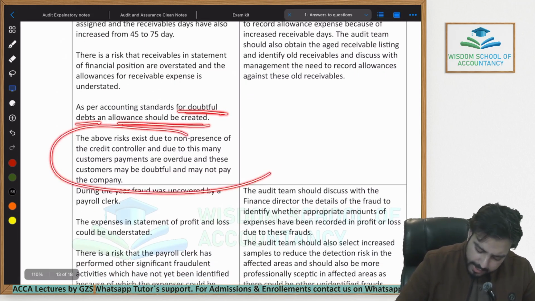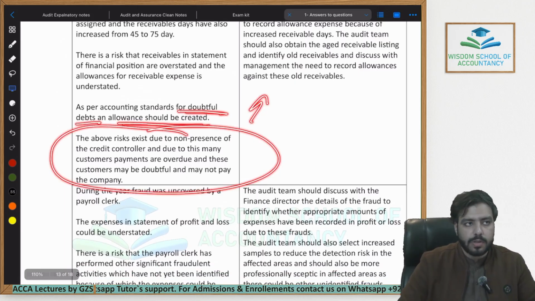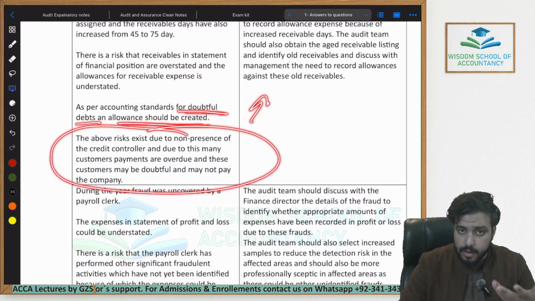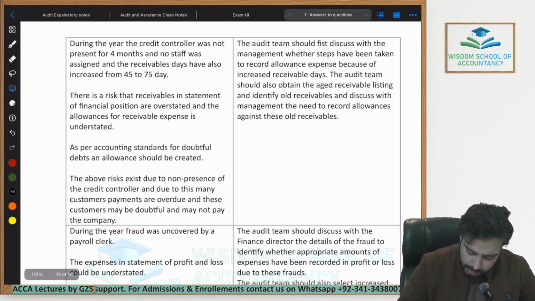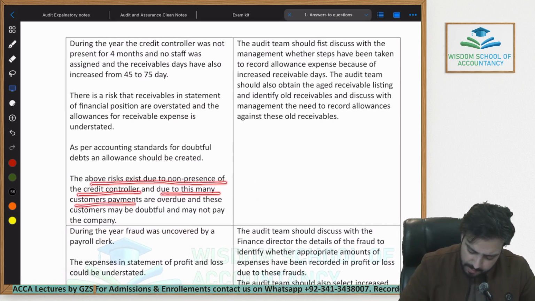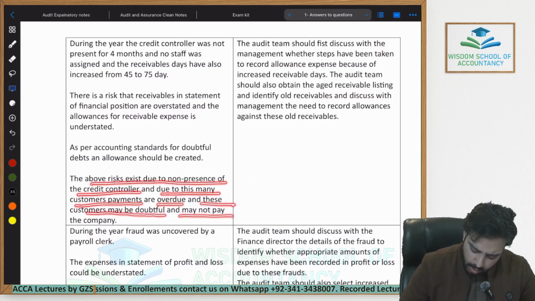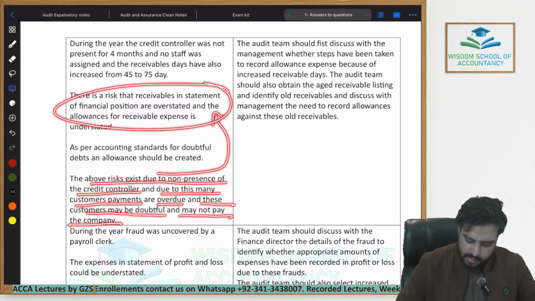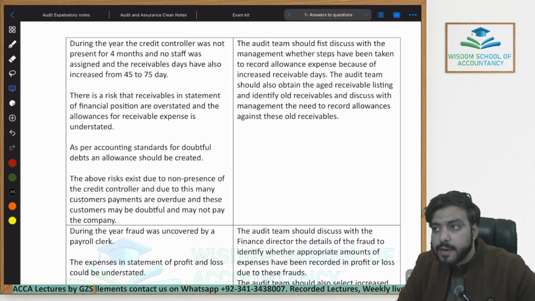Now, why did I create this risk? Simple, because the receivable days are increasing so much, from 45 to 75 days, and the credit controller wasn't present either. The above risk exists due to the non-presence of the credit controller, and due to this, many customer payments are overdue, and these customers may be doubtful and may not pay back the company, because of which the above risk exists. Now, what is the appropriate response in this case?